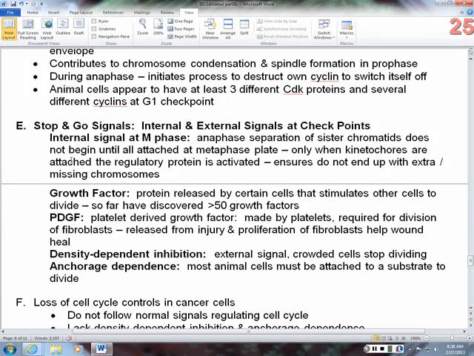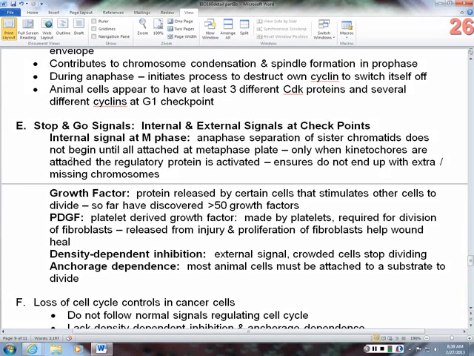Growth factor will be released by certain cells. It's going to stimulate other cells to divide. These are studied a lot with cancers because they're trying to understand what makes certain cells start to grow out of control. So far, we've discovered over 50 growth factors, so we have just opened that can of worms. One that's been studied a bit is platelet-derived growth factor, made by platelets. When you have an injury, this is required for division of the fibroblasts that make the fibrins in your clots. So when you have injury, these will proliferate to help you heal.